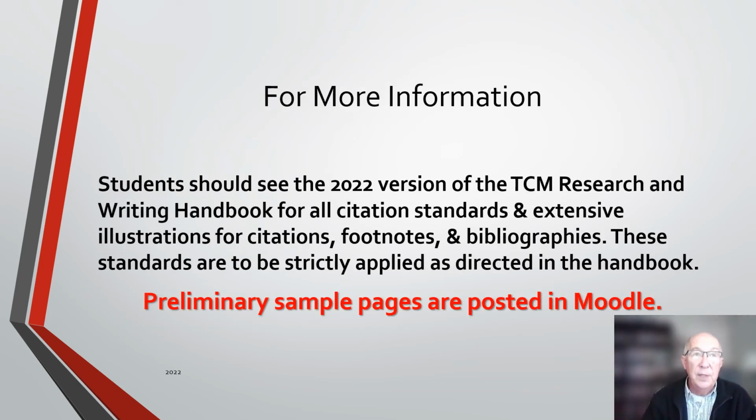Now, you're going to receive, hopefully in just a few weeks, a copy of the TCM Research and Writing Handbook for all citation standards with extensive illustrations for citations, footnotes, and bibliographies. These standards are to be and will be strictly applied as directed in the handbook. So you're getting help there. It's coming. Just be patient with us while we get it to you. Now, the preliminary sample pages of APA and SBL abbreviations are posted in Moodle. Just to be clear, they're there up in the introductory sections of Moodle.